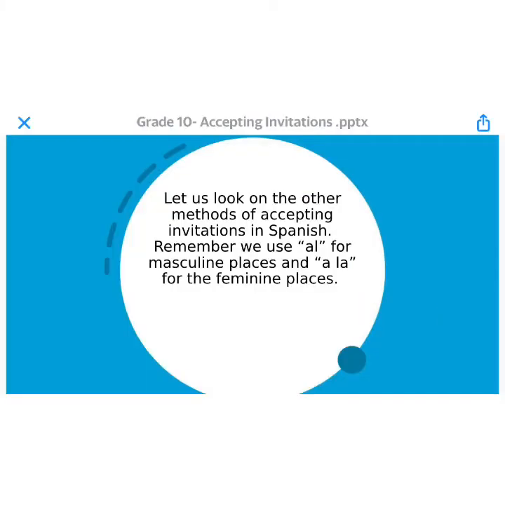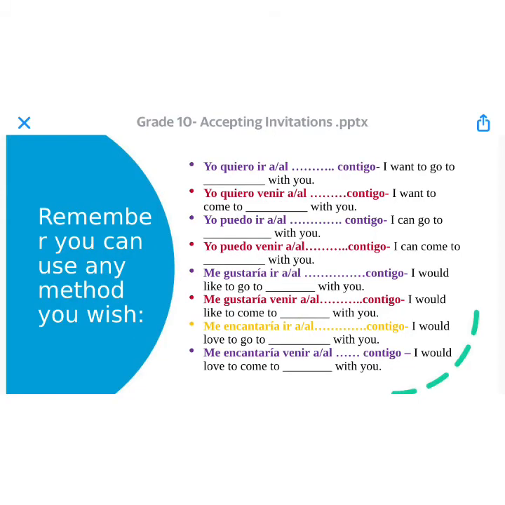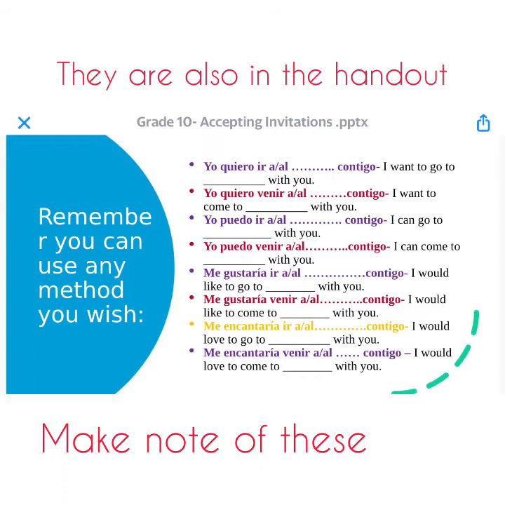But you don't only have to say to the person, yes, I want to go to the place with you. There are several other methods to accept invitations, so let's now look on a few. So we could say, yo quiero venir, yo puedo ir, yo puedo venir, me gustaría ir, me gustaría venir, me encantaría ir, or me encantaría venir. And of course, you would use either the al or the a la followed by the place. Then you could put contigo.